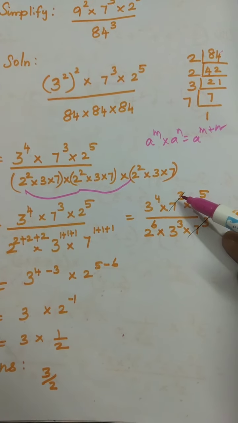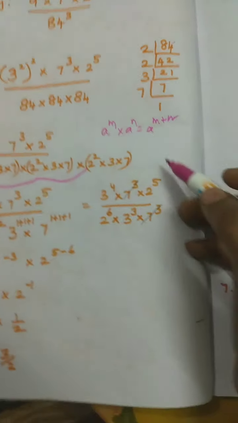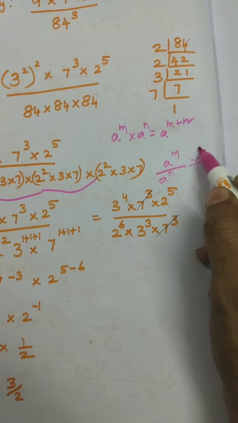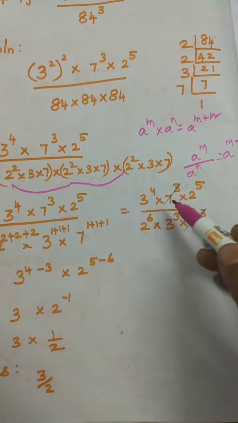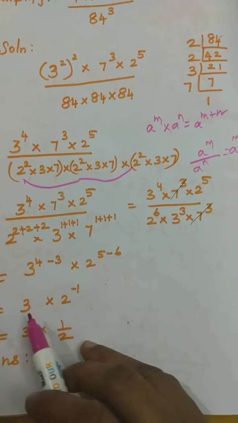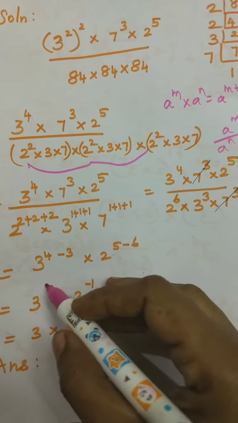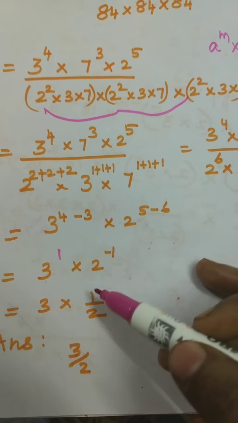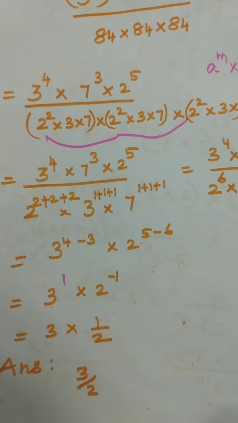Now already we have 7 power 3 in the numerator. You can cancel both. Okay. You have to bring the 6. Here you can use the formula a power m by a power n equal to a power m minus n formula. Okay. Now 3 power 4 minus 3 into 2 power 5 minus 6. Then 3 into 2 power minus 1. 4 minus 3 is 1. So 3 power 1 into 2 power minus 1. You have to make the power positive, that is 1 by 2. So 3 into 1 by 2. The answer is 3 by 2.